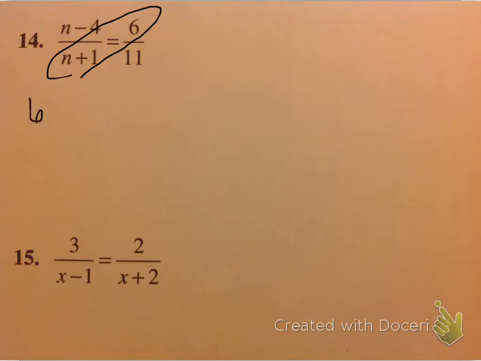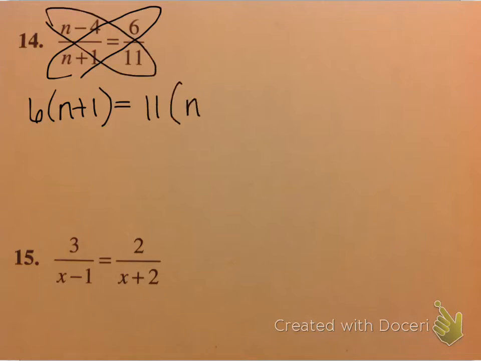So we could say 6 times n plus 1 is going to equal 11 times n minus 4. Now we just have a multi-step equation, no more fractions. Had we multiplied both sides by the LCM, we would have arrived at the same answer. We're just kind of saving ourselves a step.